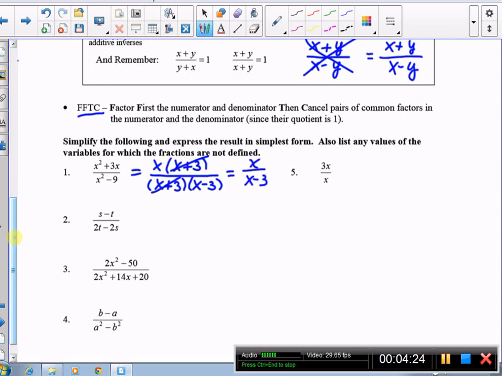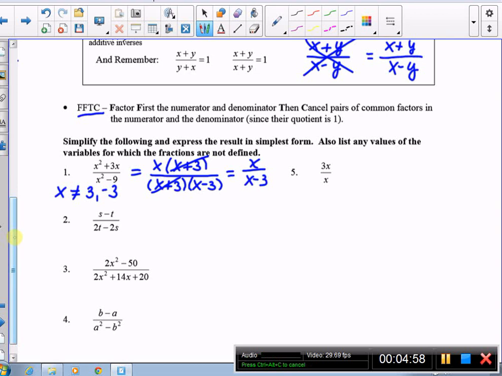The values that make this fraction undefined, though, you have to look at the denominator before we actually simplified and canceled the x plus 3's. We need to actually list the values for which the fraction is not defined. So x cannot be 3 or negative 3. That's what would make it undefined.